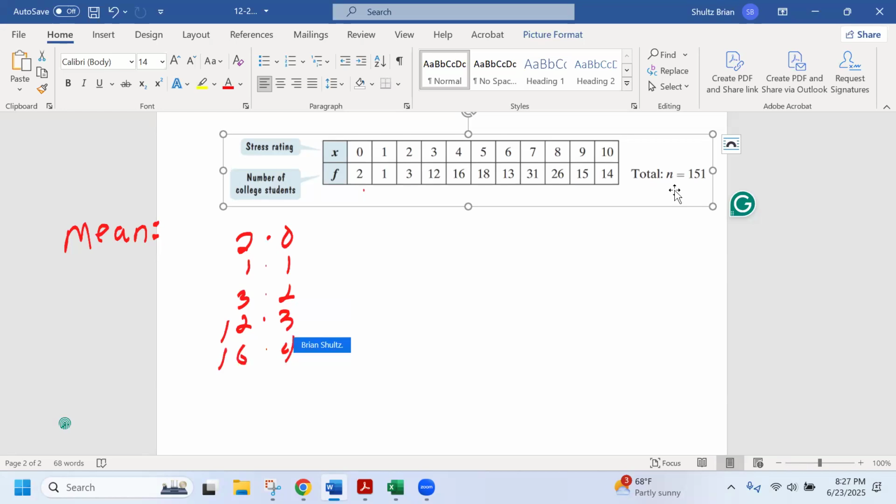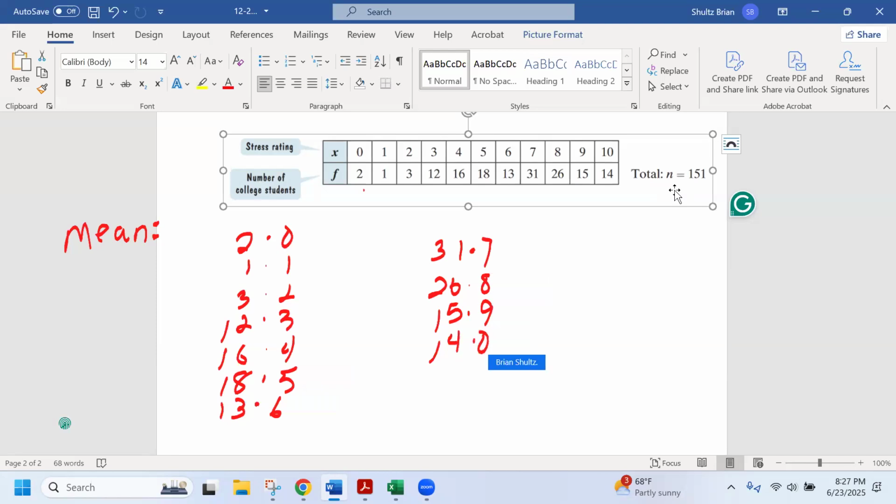I have 18 that have a stress of 5. I have 13 that have a stress of 6. I have 31 that have a stress of 7, 26 that have a stress of 8, 15 that have a stress of 9, and 14 that have a stress of 10.